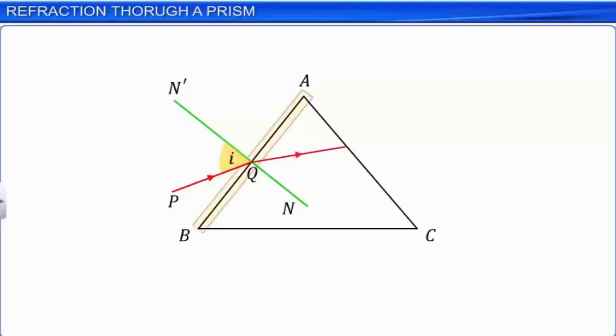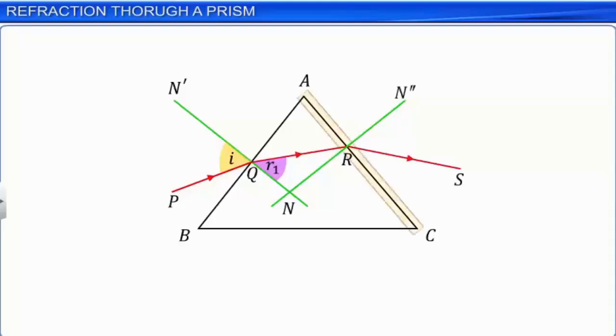The refracted ray QR is incident on the refracting surface AC at R and emerges along RS from the prism. Let NN' be the normal to the surface AC at R. For refraction at the surface AC, let the angle of incidence be R2 and the angle of refraction be E, which is also known as the angle of emergence. The angle between the incident ray PQ and the emergent ray RS is called the angle of deviation D.